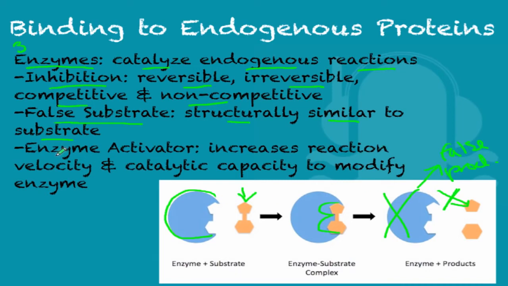Then lastly, we have the enzyme activator. This increases the reaction velocity and the catalytic capacity to modify the enzyme. For example, nitroglycerin.